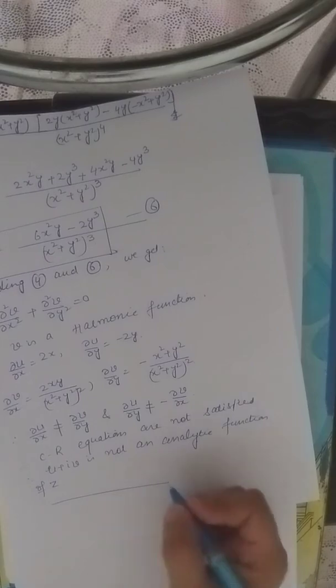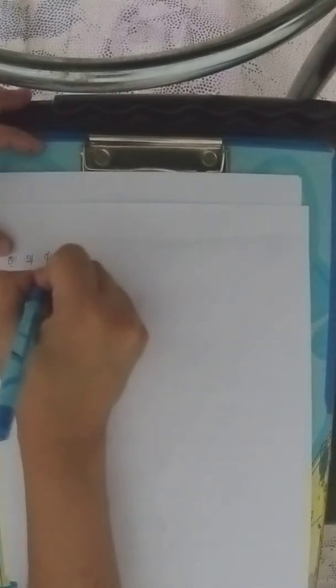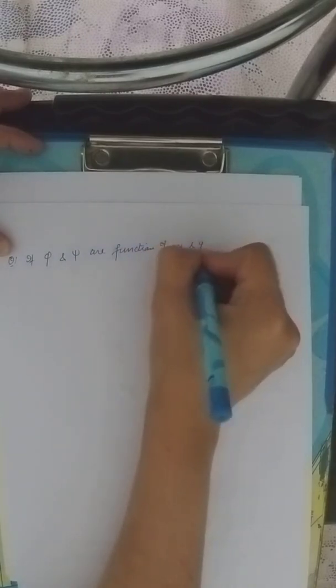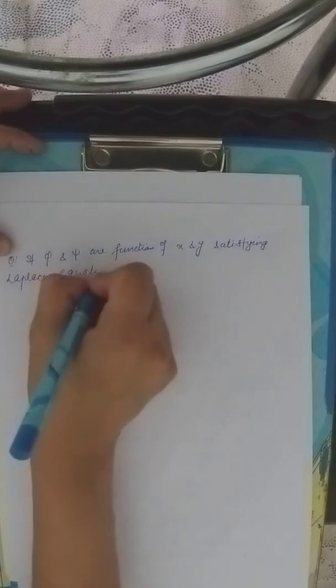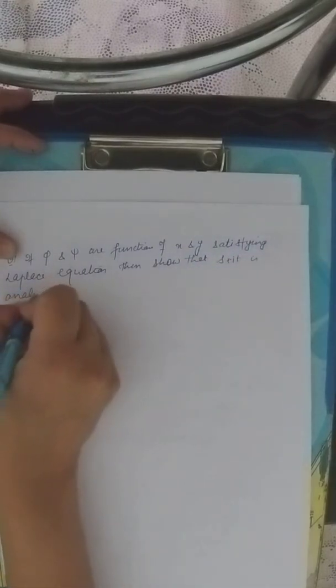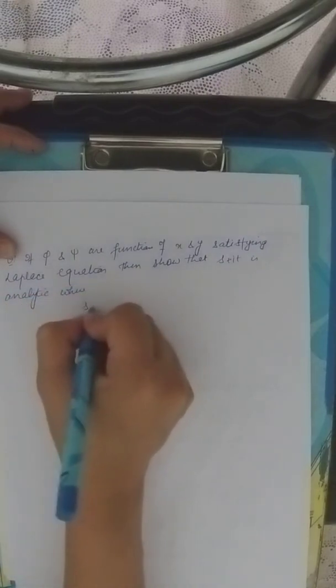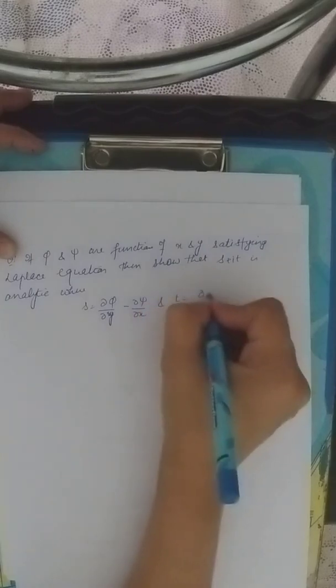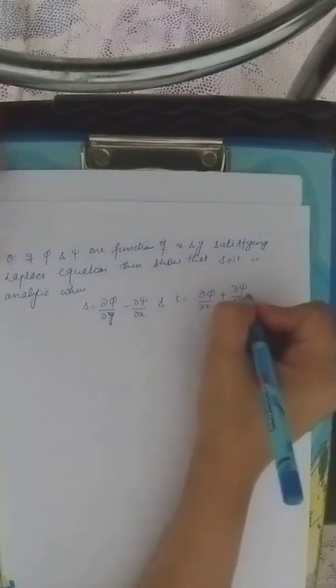Now next sum. Next question. If φ and ψ are functions of x and y satisfying Laplace equation, then show that s + it is analytic, where s = ∂φ/∂y - ∂ψ/∂x, and t = ∂φ/∂x + ∂ψ/∂y.